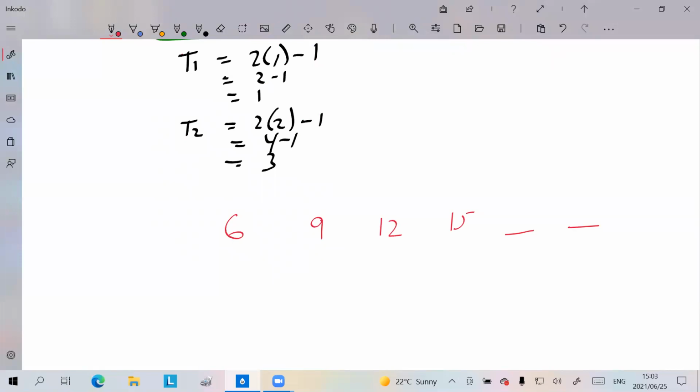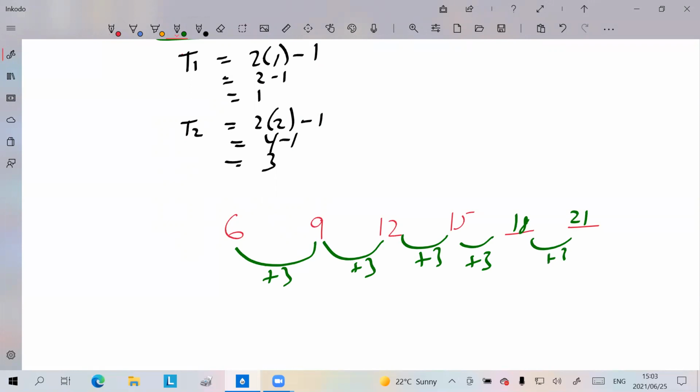We're just gonna guess it? No, we're gonna figure out what the pattern is. So we look at this: 6 to get to 9, we added 3. 9 to get to 12, we added 3, and 12 to 15, we added 3. So the next number, we take 15 and add 3 to get 18. And for the next one, 18 plus 3 is 21.